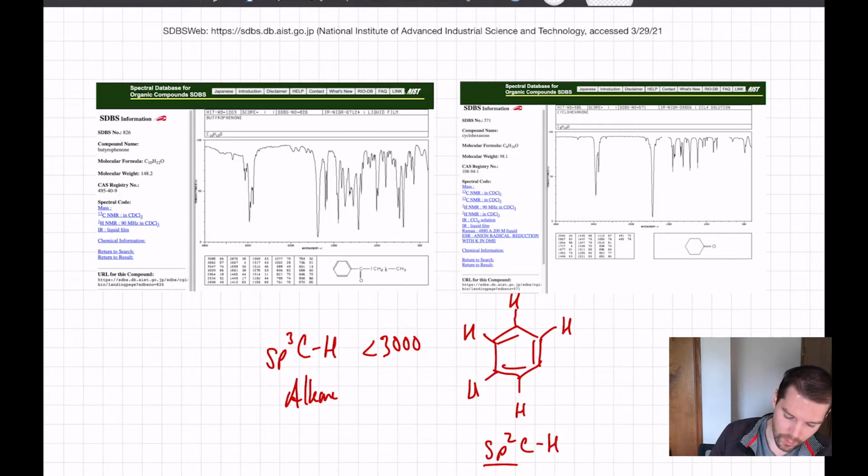So here, anyway, we can see there are sp2CH and sp3CH bonds, whereas this one, we would only expect sp3CH, and sure enough, that's all we can see. And then both of them, of course, have the ketone, your carbonyl group, around 1700. All right, let's move on to the next one.